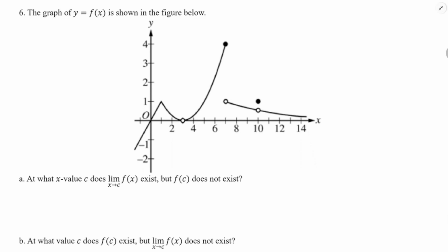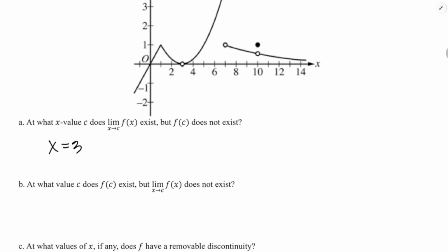At what x value c does the limit exist but the function doesn't? That's a removable discontinuity. That's going to be x equals 3. I guess x equals 10 is also a removable discontinuity, but the function is existing. You can see it right there above that. So I'm just going to say x equals 3 only is where the function doesn't exist, but the limit does.